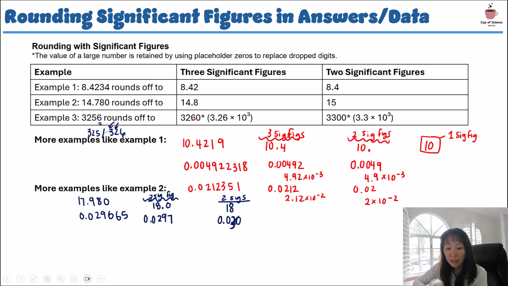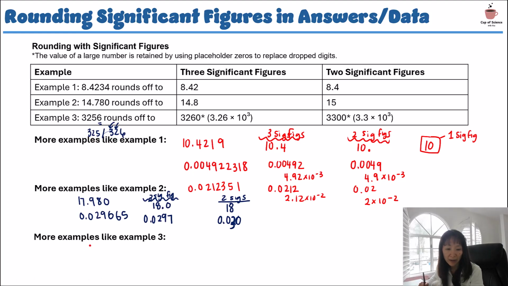If I were to put it in 2 sig figs, I take the first 2 numbers, round this up to 3. So you see that 3, and the rest, put a 0. Let's do a learning check. Or, I'm sorry, a few more examples.